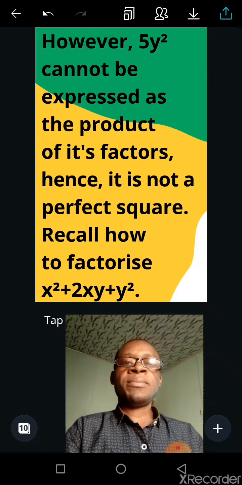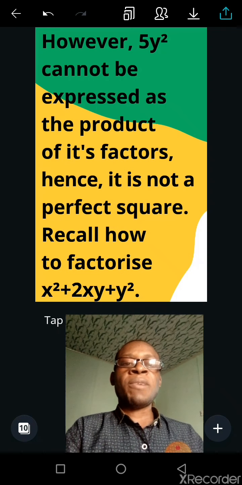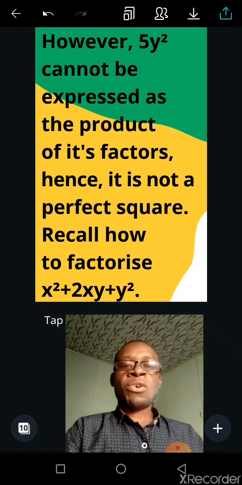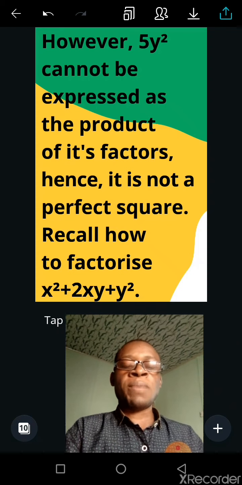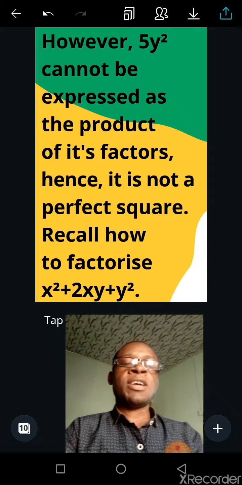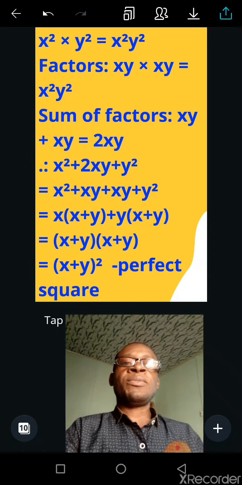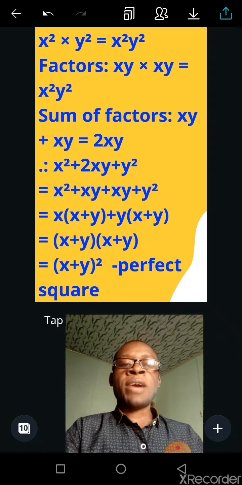However, 5y raised to the power 2 cannot be expressed as the product of its factors. Hence, it is not a perfect square. Recall how to factorize x raised to the power 2 plus 2xy plus y raised to the power 2. And that's what we are going to do now. x raised to the power 2 times y raised to the power 2 will give us x raised to the power 2, y raised to the power 2. That is multiplying the first term by the last term. You get this. We are going to make use of it.